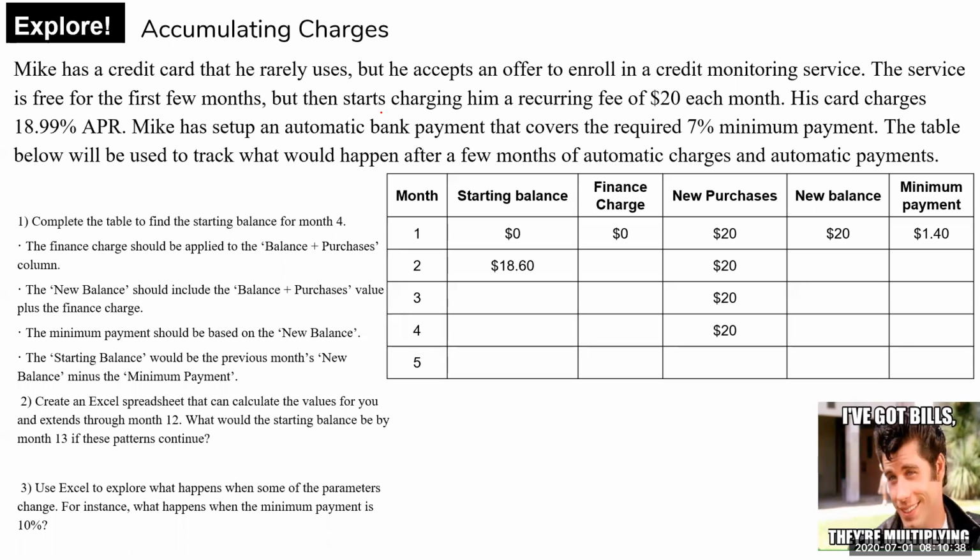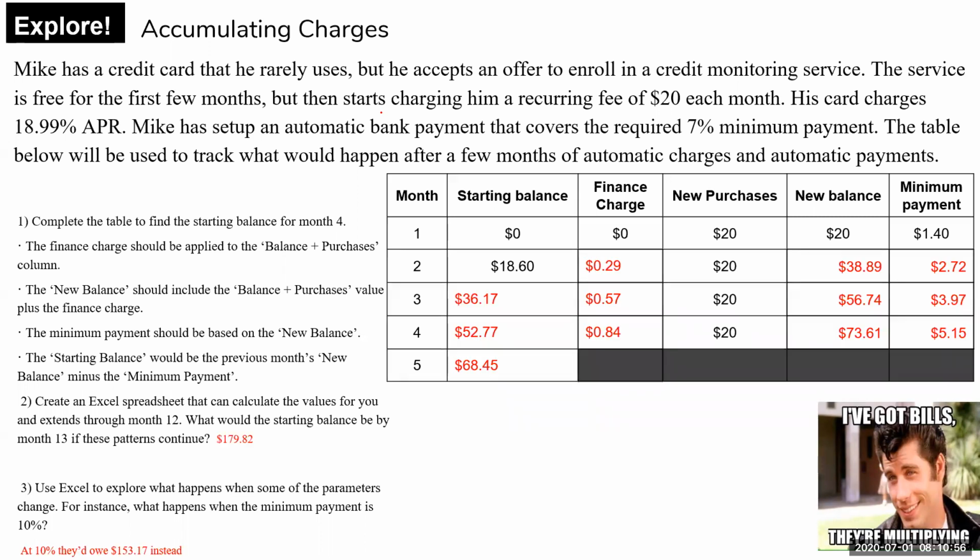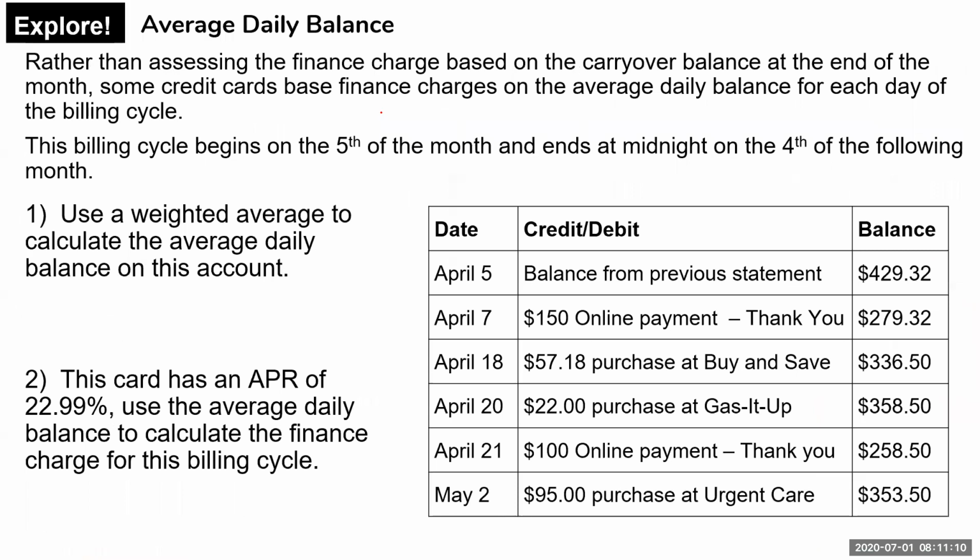Mike has set up an automatic bank payment that covers the required 7% minimum. The table below will be used to track what would happen after a few months of automatic charges and automatic payments. In the starting month, month zero, he had no balance, so no finance charge, and then $20. By the fifth month, that is how much Mike needs to pay. Work through these, and that completes Mike's example.